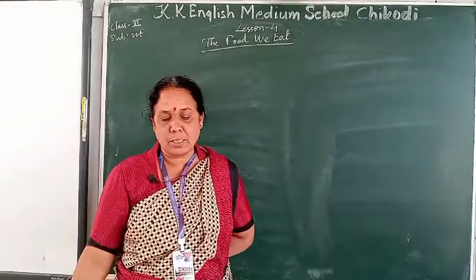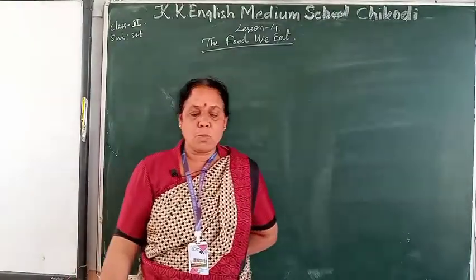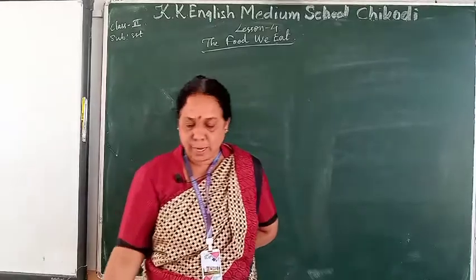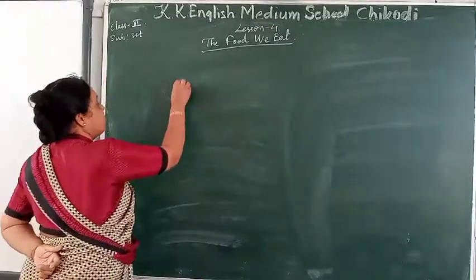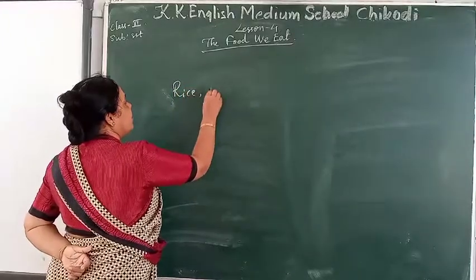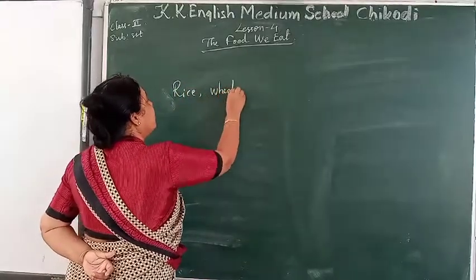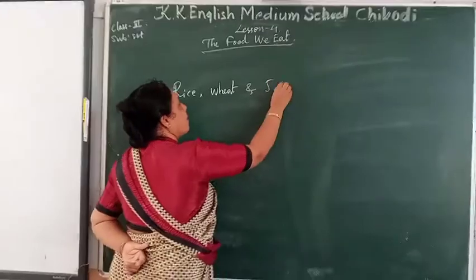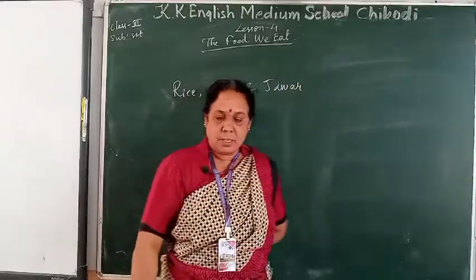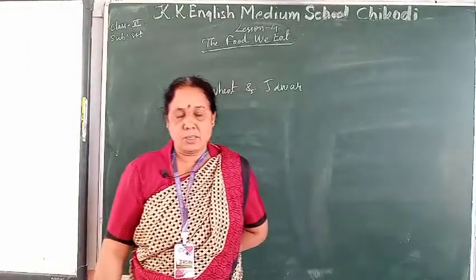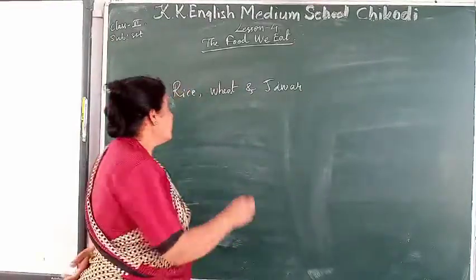So, the first one is food grain. Some of the most widely grown food grains in India are rice, wheat, and jowar. These are the main foods grown in India. So, first of all, about the rice.